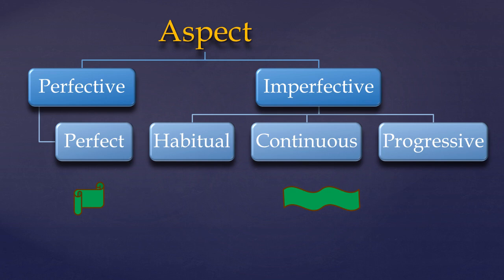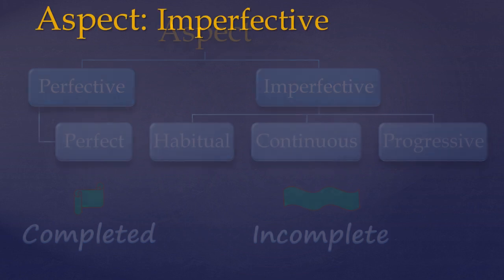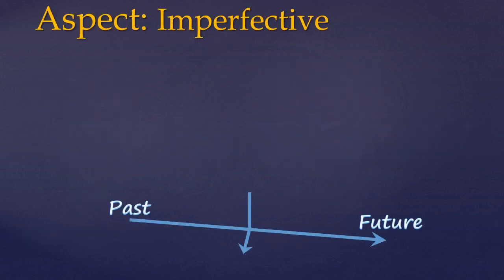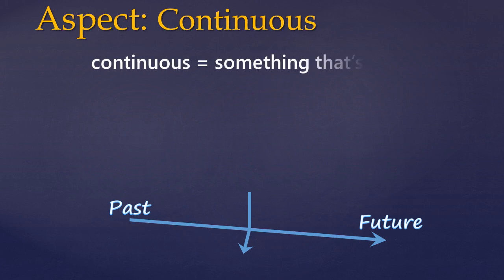Now often, these two classes of aspects are described as incomplete and completed. Though somewhat inaccurate, it's a good idea to bear these labels in mind as we look at them in more detail now. So if we take the imperfective aspect first, in fact let's call it the continuous as that actually makes some sense. Continuous here means an event that's ongoing.